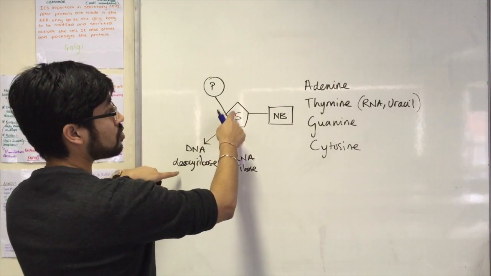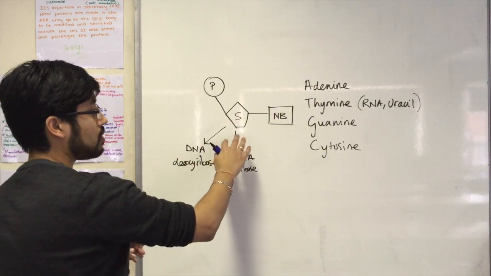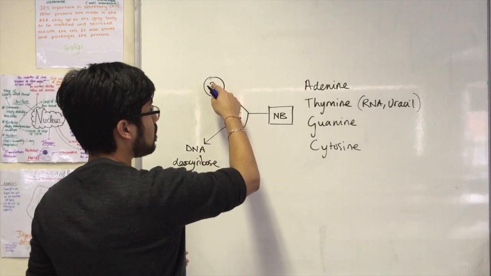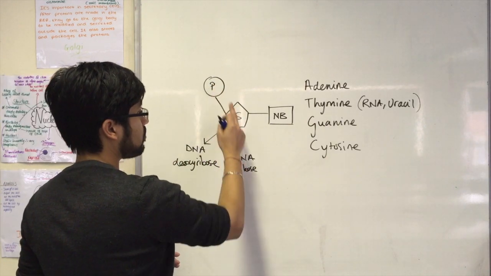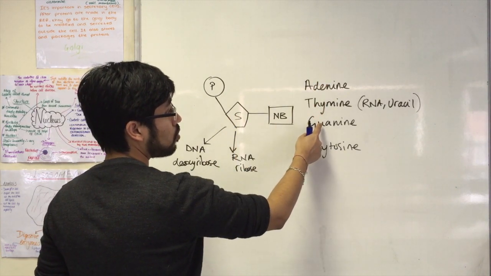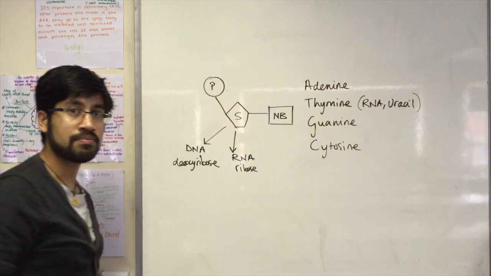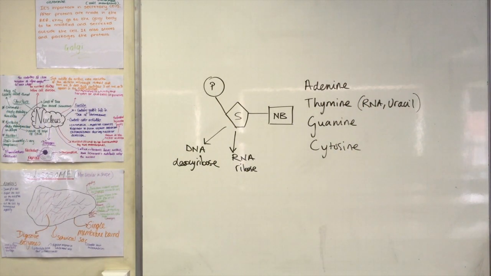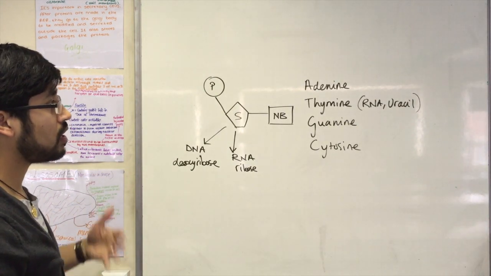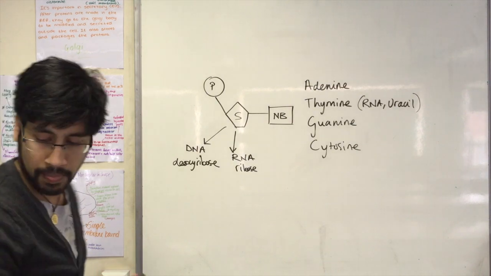the deoxyribose sugar and these 4 bases, and in RNA the nucleotides will be phosphate and ribose sugar plus adenine or guanine or cytosine or uracil, not thymine. Okay, so this is the situation, and we'll move on now.